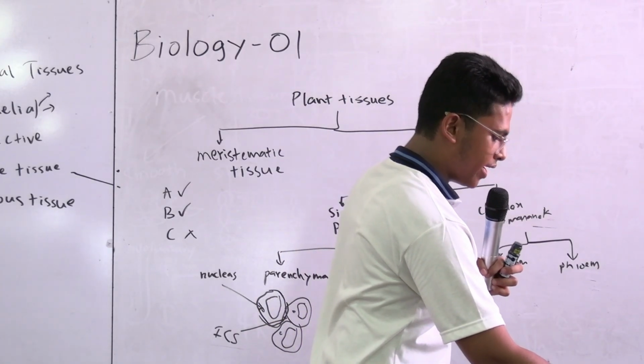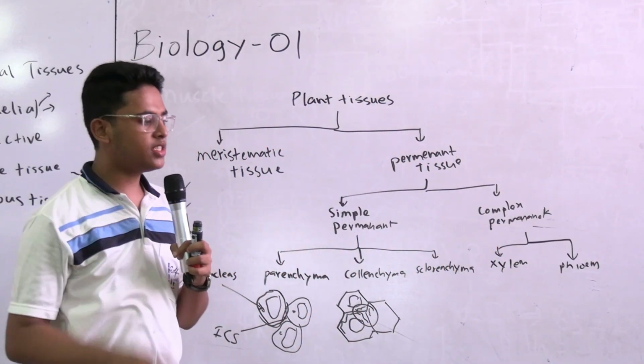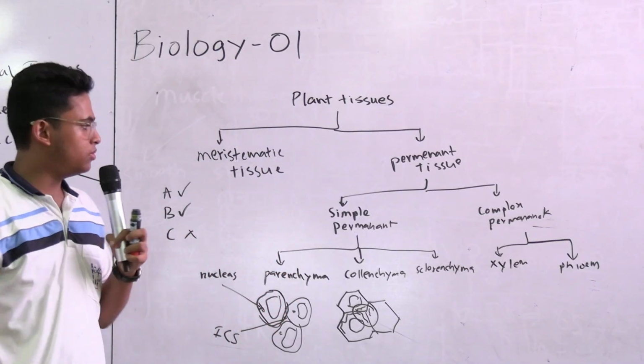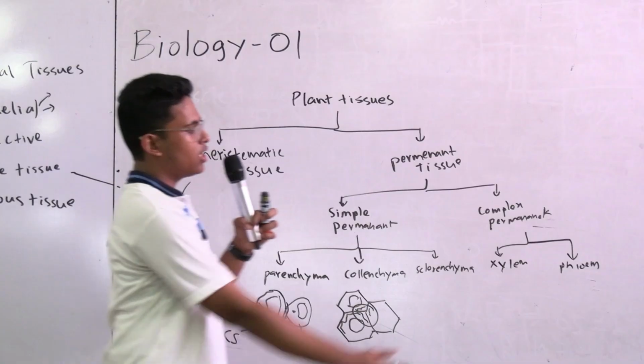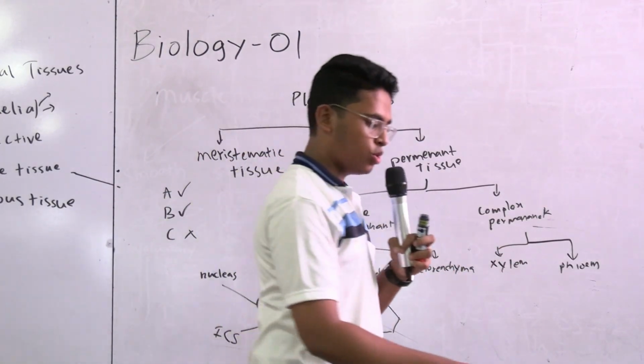So next question also you can discuss based on this. Of the following plant tissues, which is a complex permanent tissue? Parenchyma, collenchyma, sclerenchyma and xylem. So from this chart you can tell complex permanent tissue, xylem and phloem. Okay, right. So xylem is the answer.